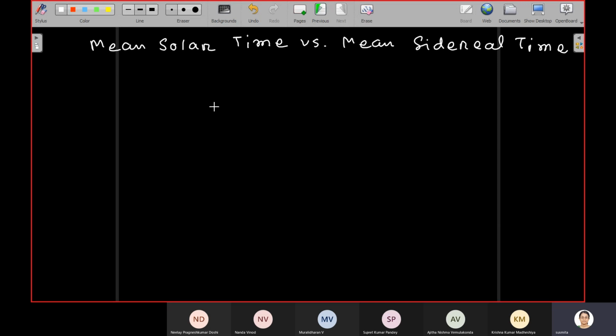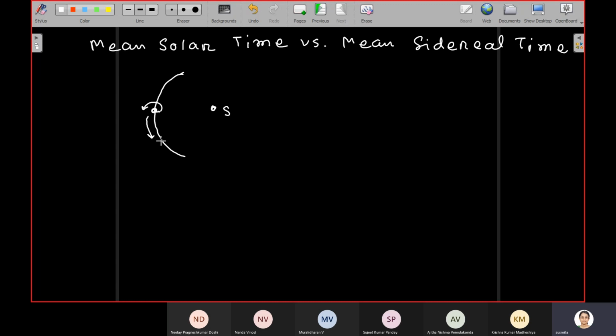So let's draw the Earth orbiting the sun. So this is the sun, and let's say this is the Earth. Okay, and let's say there is an observer on the Earth. At some time, he is seeing the sun on top. Okay, so the sun is overhead at this point in time. Now the Earth rotates about its spin axis. During that time, it also moves in its orbit around the sun, right?